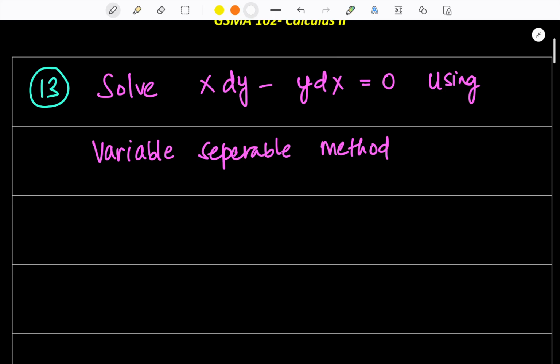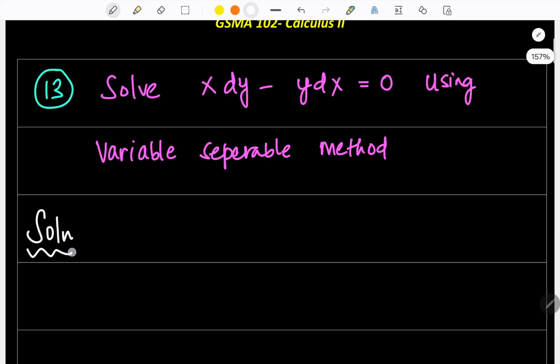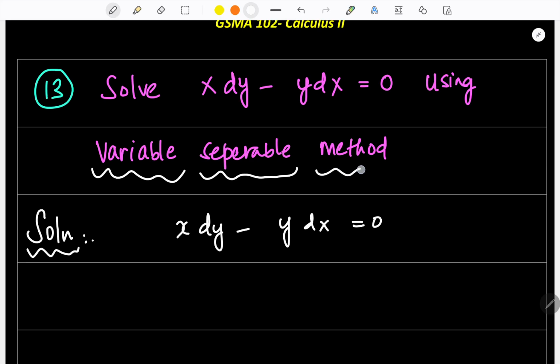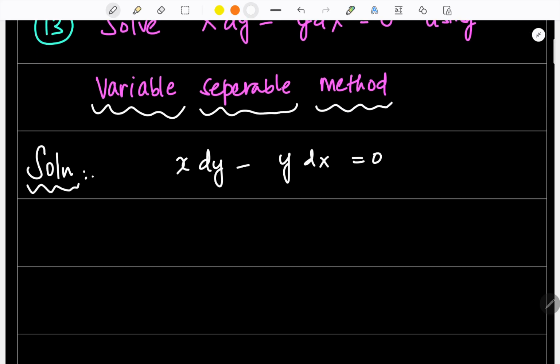Let's go to the first question. It will be difficult when you solve the first question, but if you keep on solving many questions, automatically you will get the idea. Solve x dy minus y dx equal to 0 using the variable separable method. The method is you have to separate x and y, with x with the dx and y with the dy. Look at the equation: x is with dy, y is with dx. So it is not in the correct position.